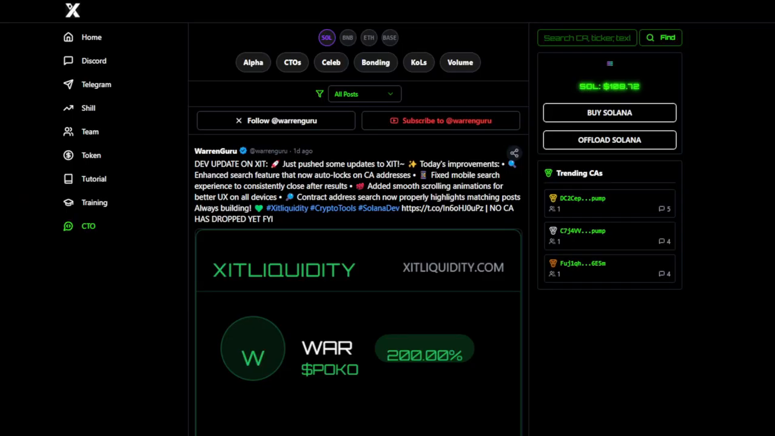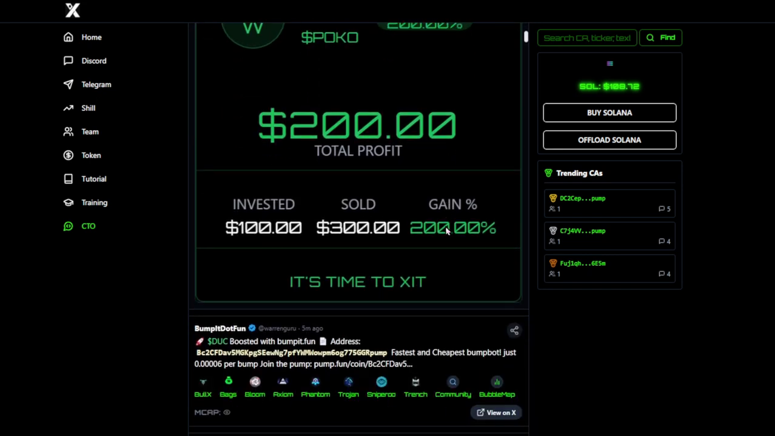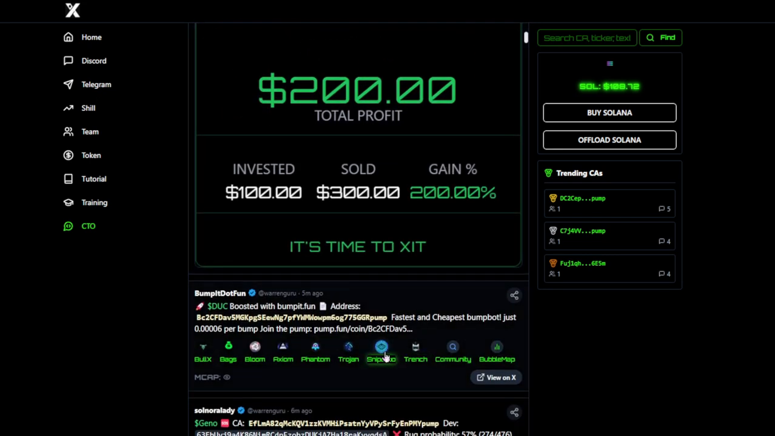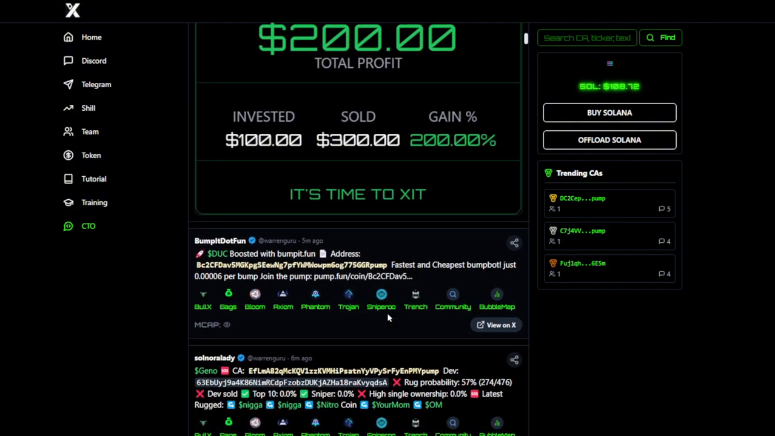So if you're on the website, and to get you started with your trading right away, hands-on, like you were just seeing there, just scroll on down to any of the CA address, Twitter posts, click on Sniperoo, trade on Sniperoo. So click on that, right?